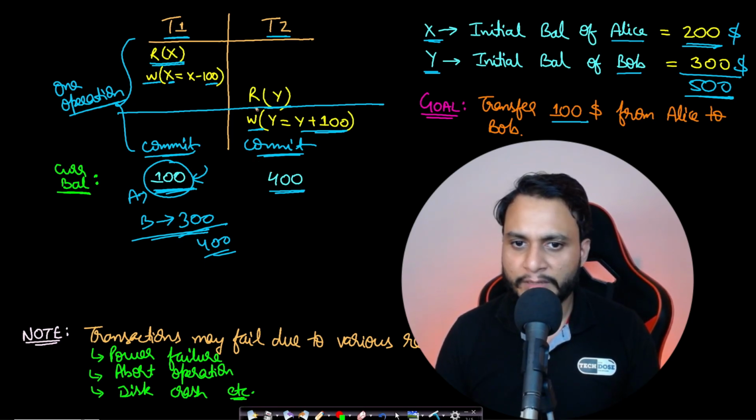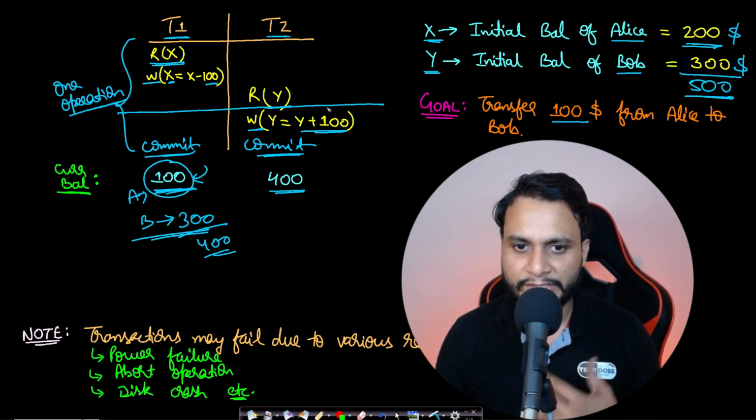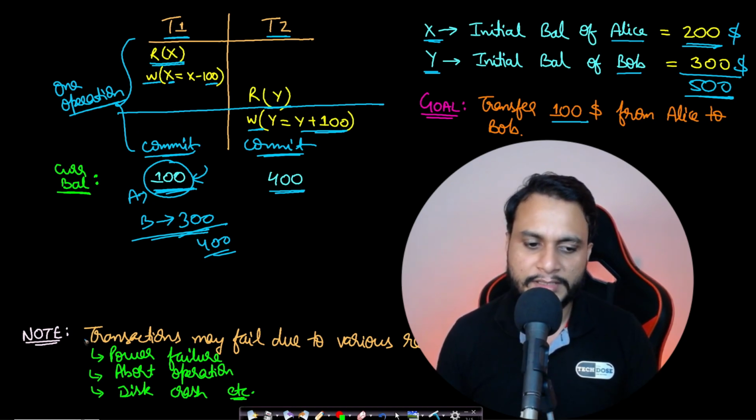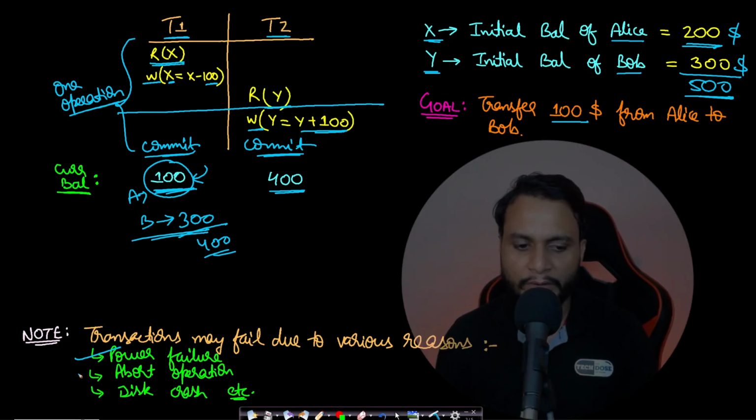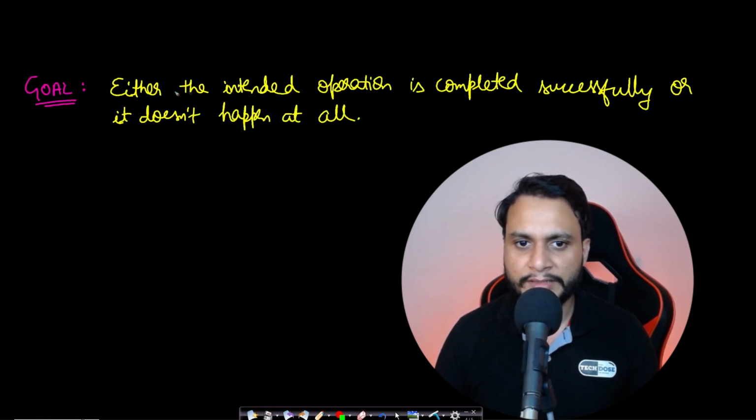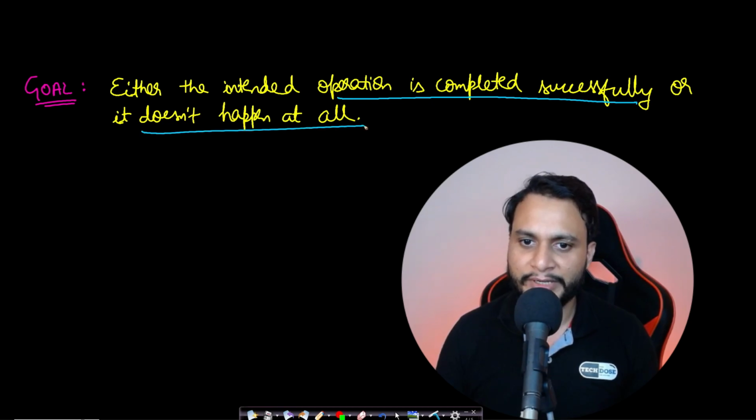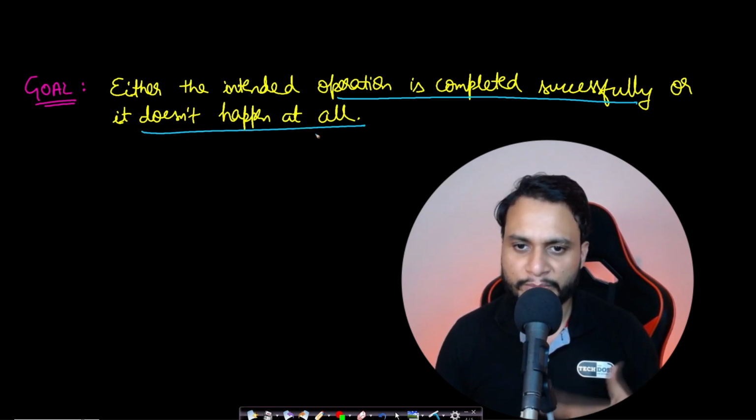Now if you are wondering how this failure situation can happen, like how can a transaction stop in between, there can be many reasons. There can be power failure, or it can be due to an abort operation which was called, or it may be due to hard disk crash and many other reasons like network failure, etc. In order to summarize, either the intended operation is completed successfully or it doesn't happen at all. This is what atomicity will guarantee.